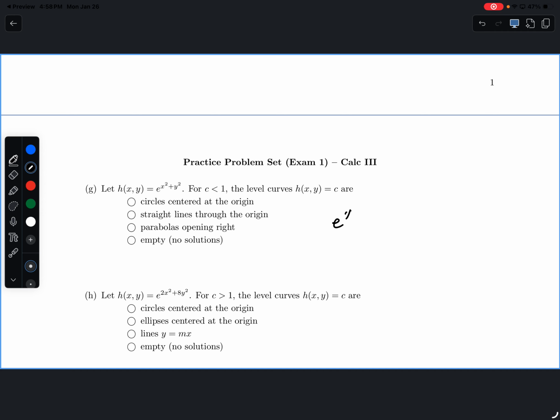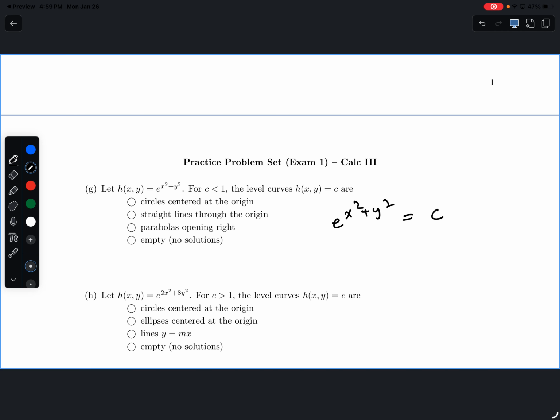So e to the x square plus y square is equal to c. This is how we define these contours or level curves. What does this equation represent? Is it an ellipse, a circle, a hyperbola, a parabola, or a line? Circle? But there's no exponential in a circle. What should I do to write this expression as an equation of a circle?